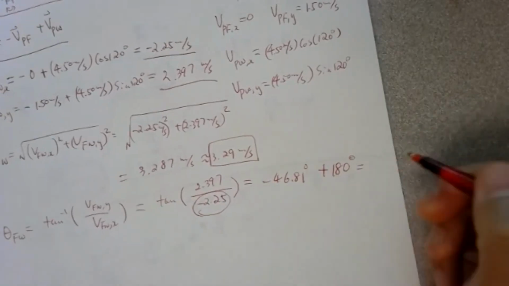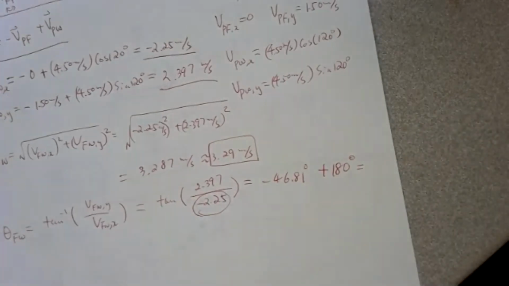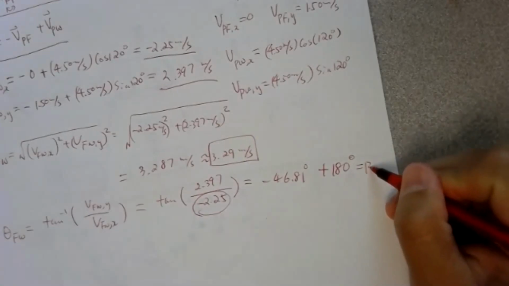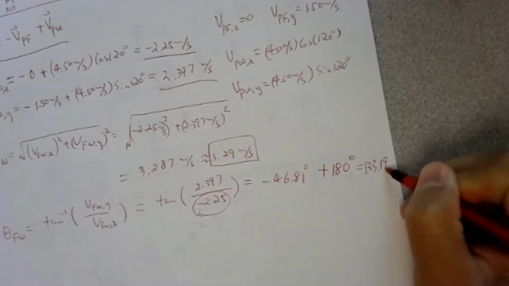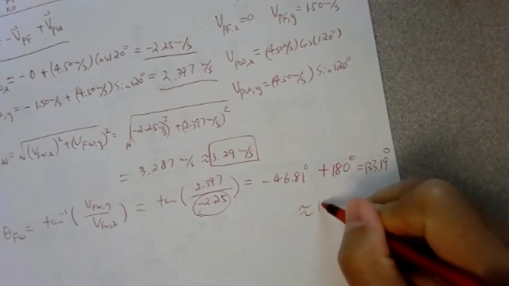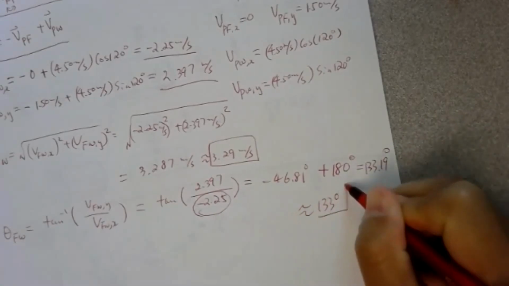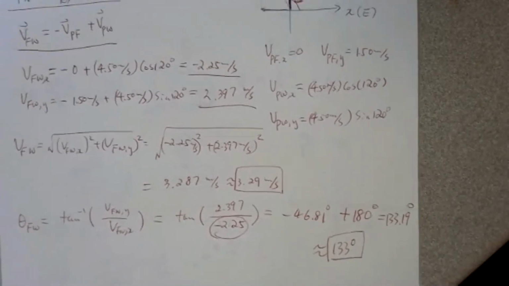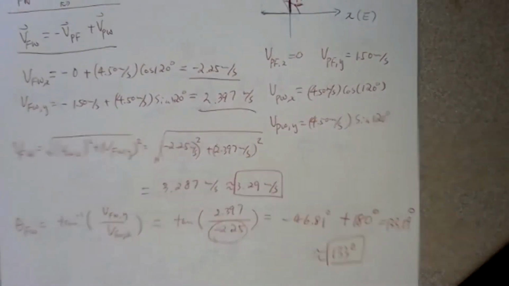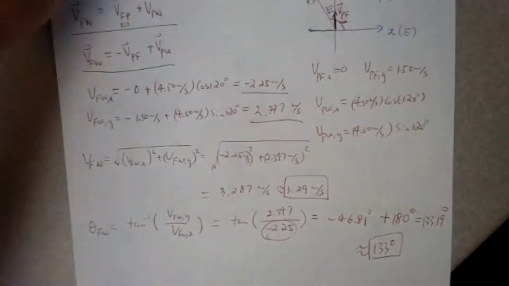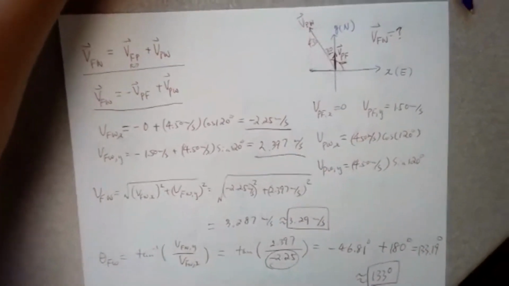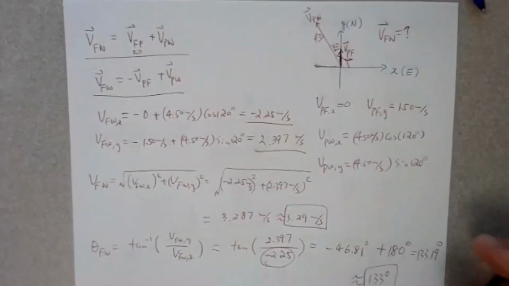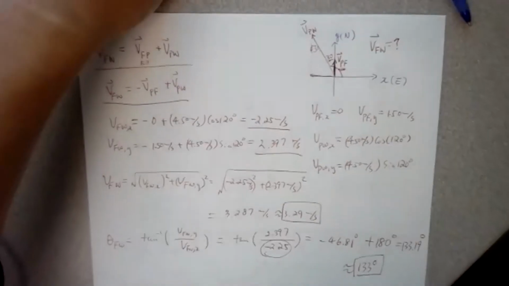So 180 plus negative 46.81 will be 133.19 degrees, okay, or roughly 133 degrees. So that is the directional angle on this one. Let me see if I can capture the whole picture here for you guys.